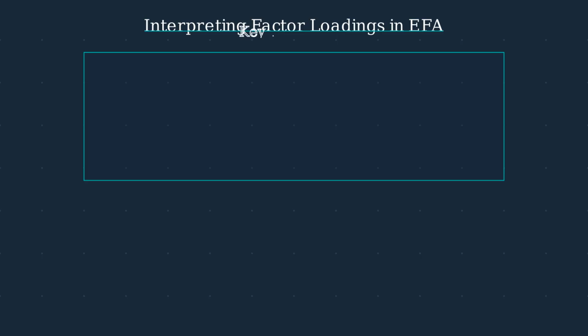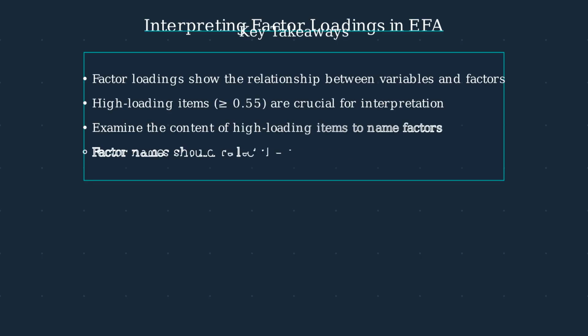To summarize, factor loadings indicate the relationship between variables and factors. Focus on high-loading items to interpret and name factors. The name you choose should accurately reflect the underlying construct represented by those items.